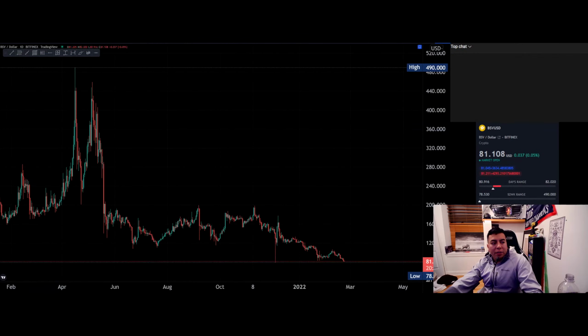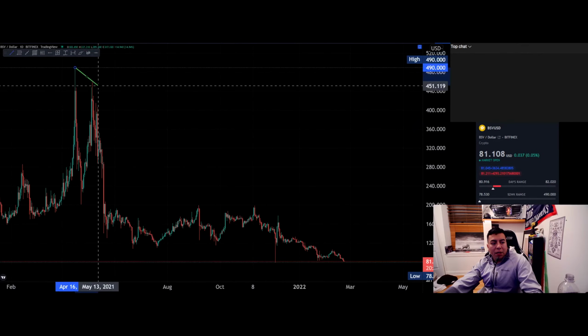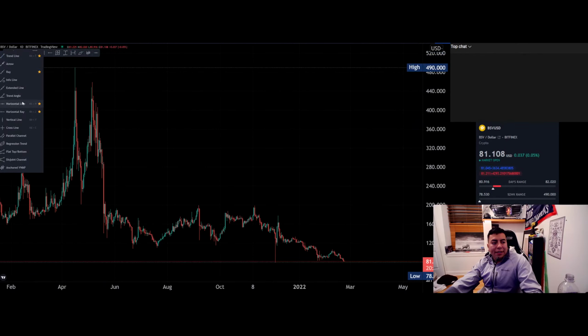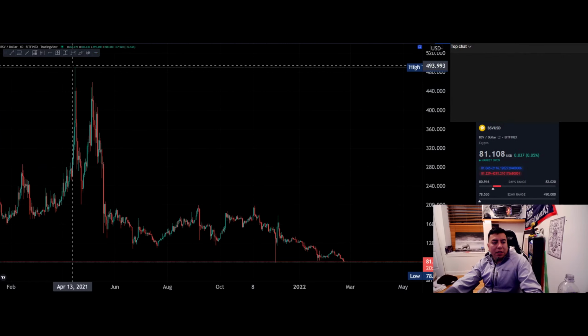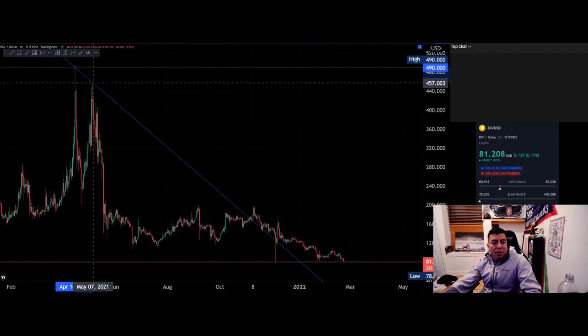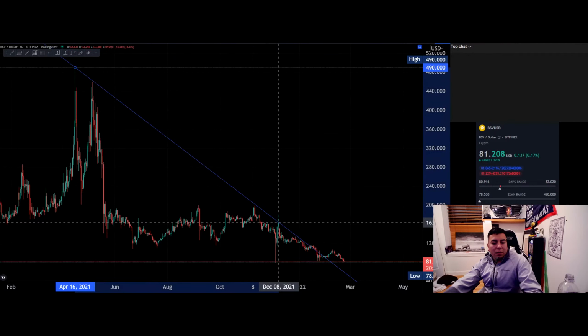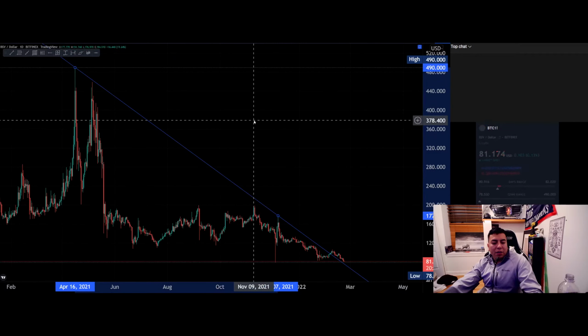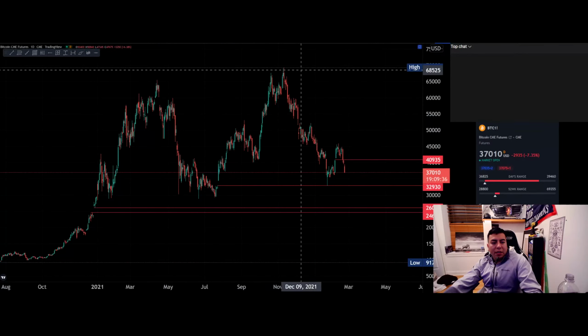Just for you guys, I'm actually just gonna draw the main extended horizontal lines, or extended lines. We're just gonna go across and do all of them and see where we end up.